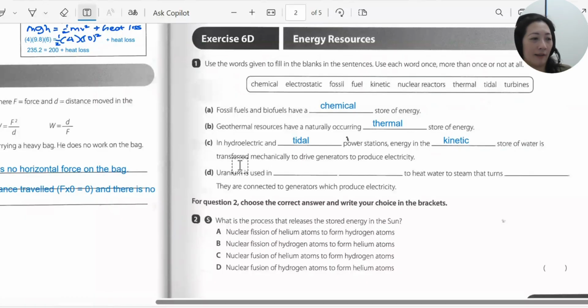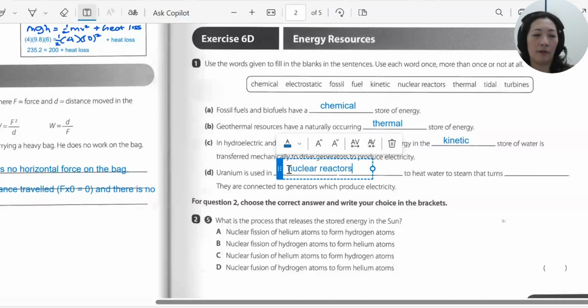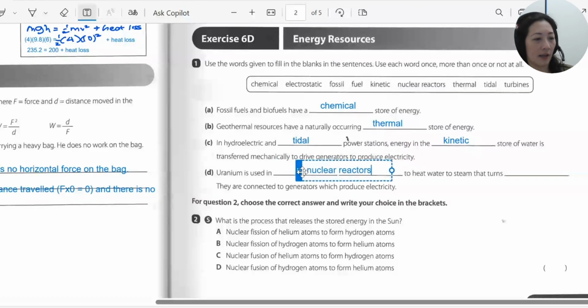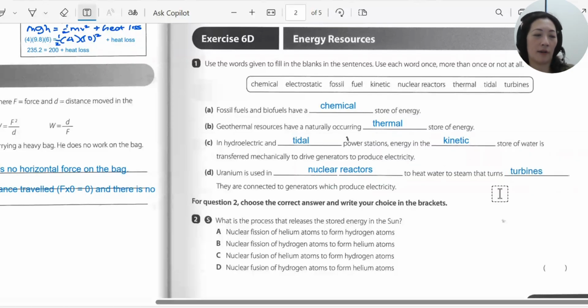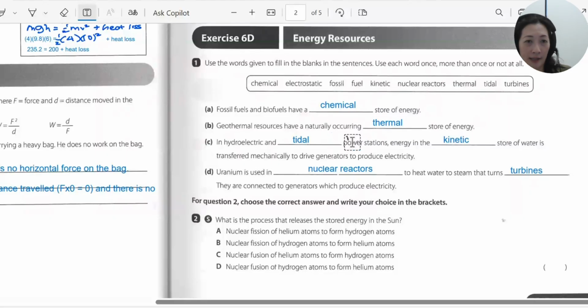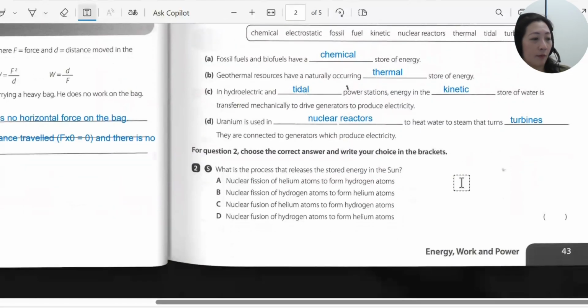Uranium, some of you see this and get very excited, right? Ooh, obviously uranium is nuclear. So uranium is used in nuclear reactors to heat water to steam that turns turbines. Yes, you should have read this in your textbook, right? The turbines are connected to generators which then produce electricity. If there's anything that you don't understand here, ask me and I'll explain this in class. Let's move on to question 2.